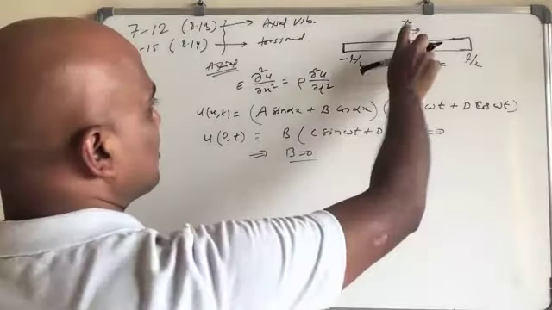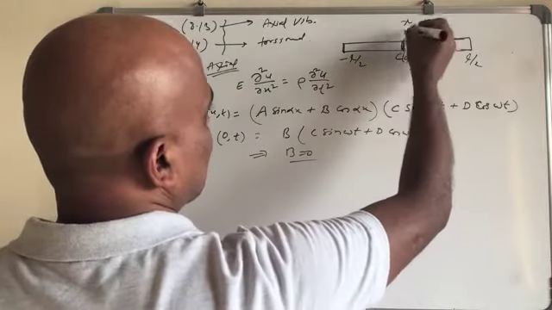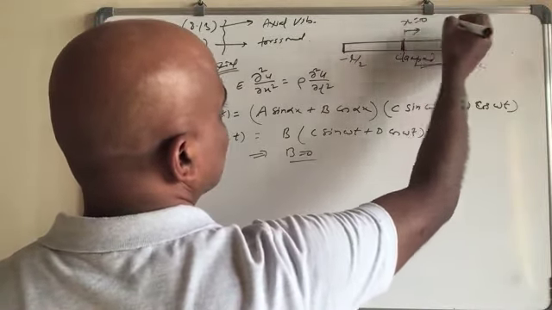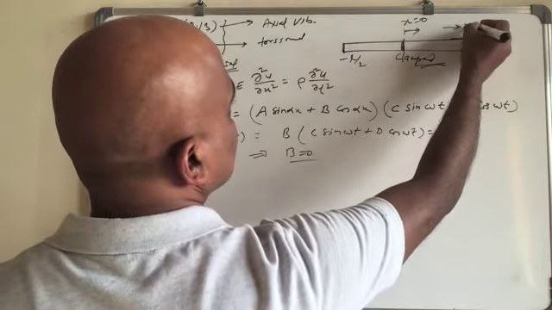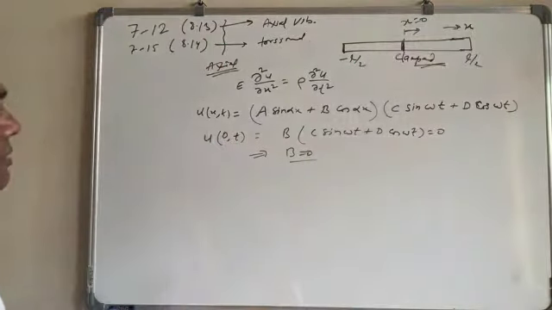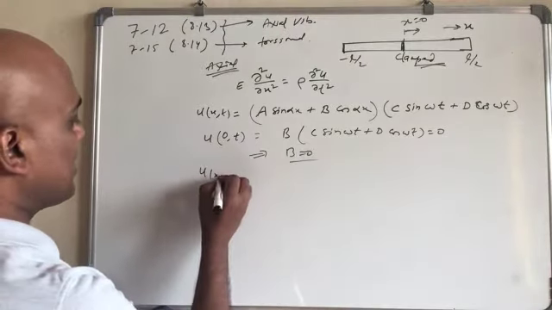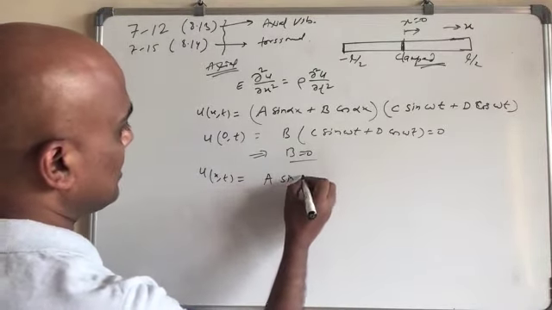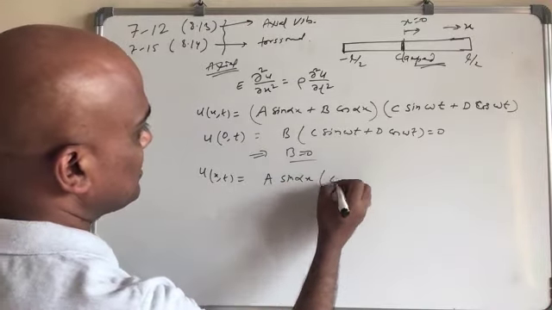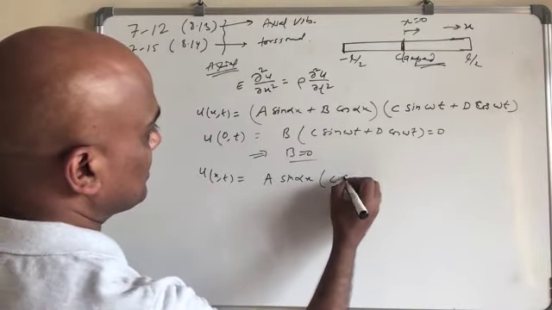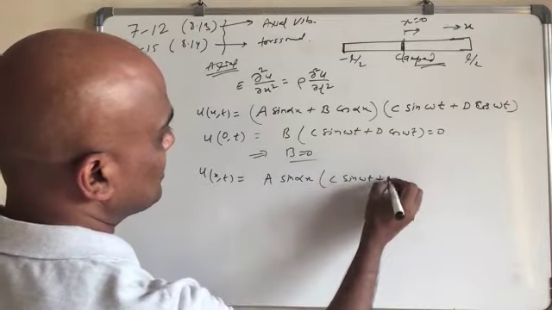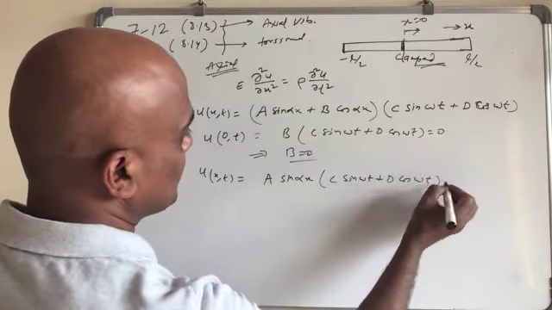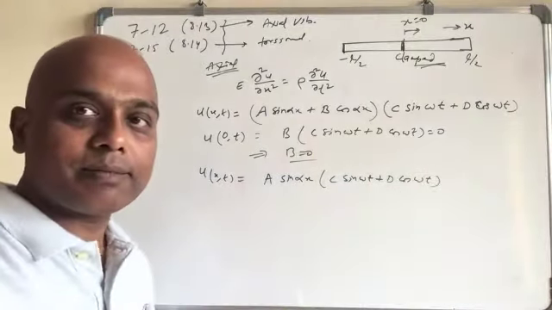So that's why you should put x equal to 0 here, so this is x. So you get u(x,t) equal to simply a sine alpha x, and then c sine omega t plus d cos omega t. So far we get this.